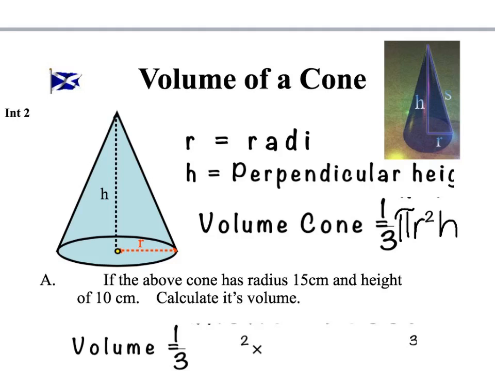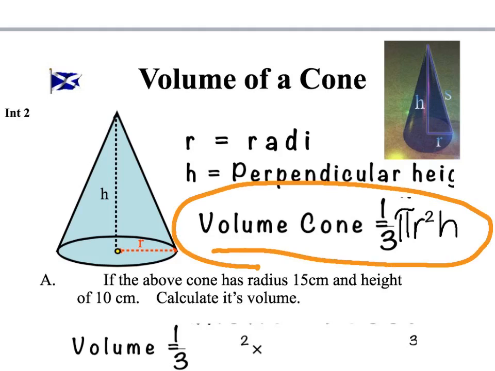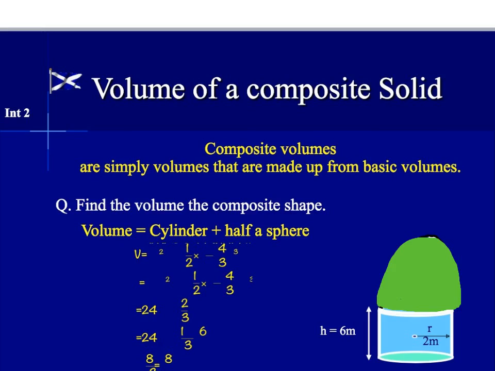A cone, the formula is 1/3 pi r squared h. And then a cylinder is just pi r squared h. So we know the three shapes, we know how to find the volume of them. So now we get to figures where there's two figures put together. That's called composite figures or composite solids.